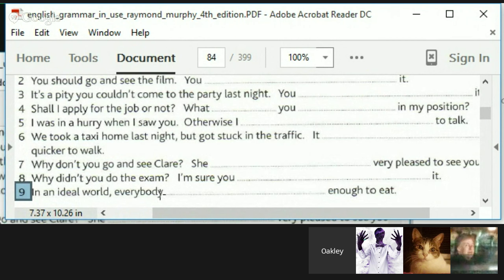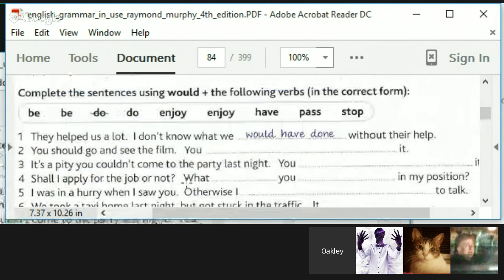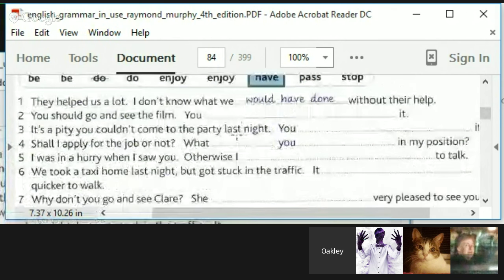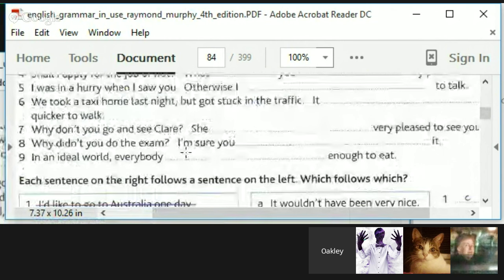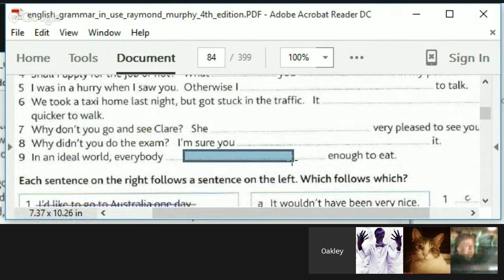In an ideal world, everybody brought enough to eat. Would have it would have because it's present. That's right. It's an imaginary ideal world. Definitely imaginary in the present. Would have enough to eat.